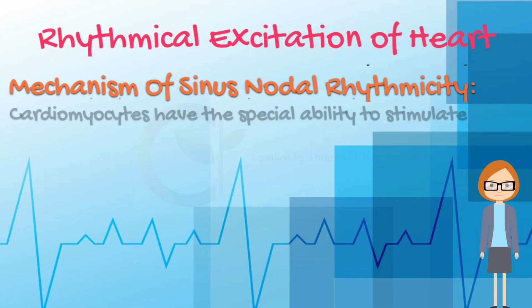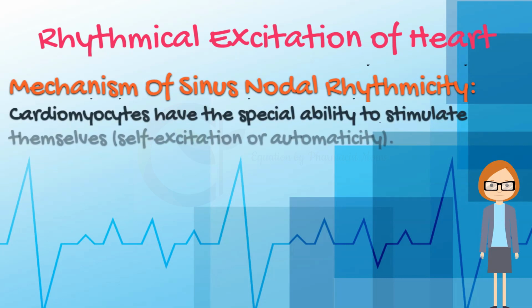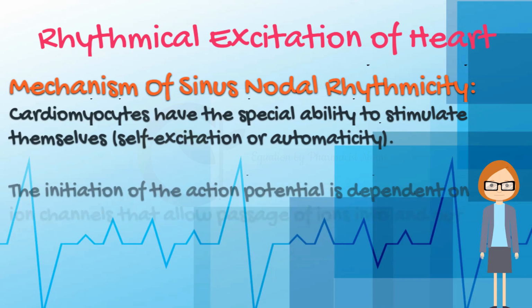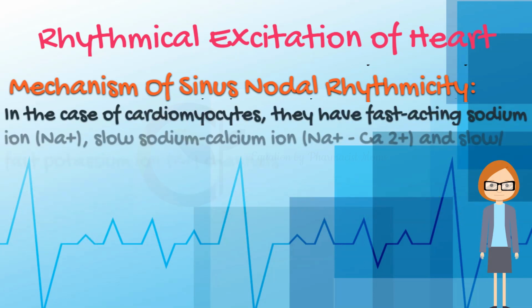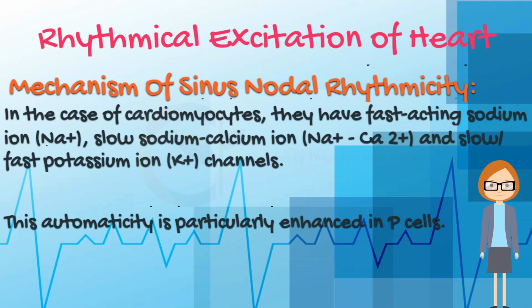What is the mechanism of sinus nodal rhythmicity? Let's learn. Cardiomyocytes have the special ability to stimulate themselves, that is, self-excitation or automaticity. The initiation of the action potential is dependent on ion channels that allow passage of ions into and out of the cells. In the case of cardiomyocytes, they have fast-acting sodium ion, slow sodium-calcium ion, and slow and fast potassium ion channels, among other important channels, that maintain ionic equilibrium.